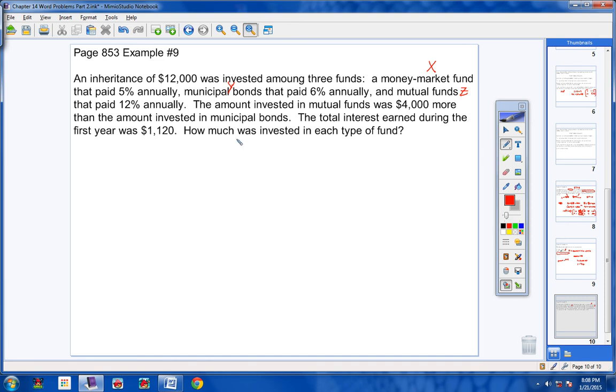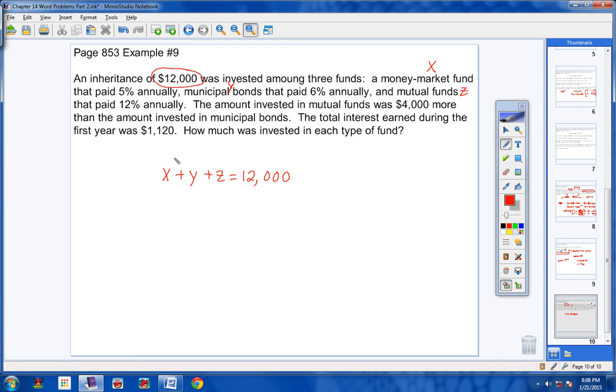Now, remember what each variable stands for. It's how much was invested in each type of fund. In other words, you put X amount of money in the money market, you put Y amount of money in the municipal bonds, and you put Z amount of money in mutual funds. So here's one equation. This is a true statement. X plus Y plus Z equals 12,000. Because think about it, students, that's all we had to invest. We only had 12,000 to invest.